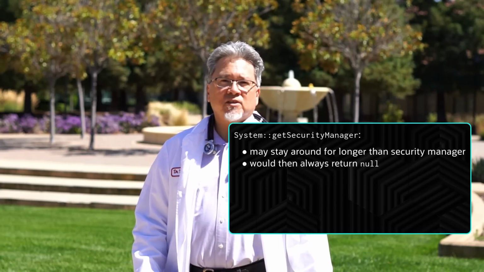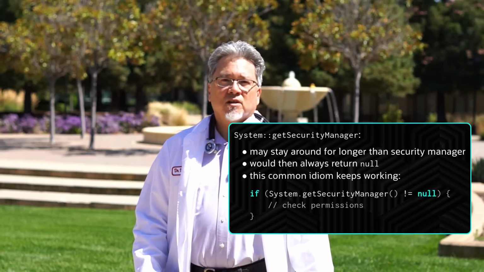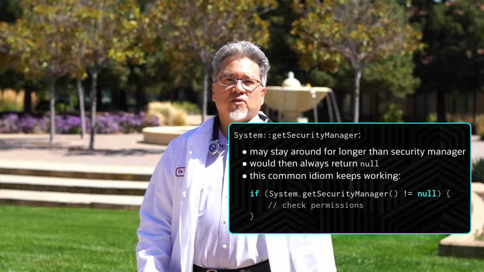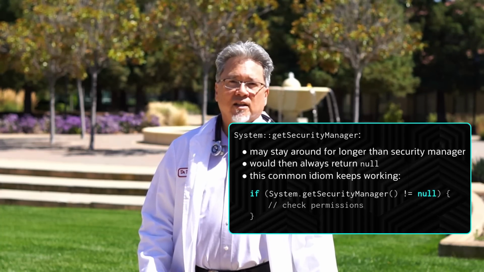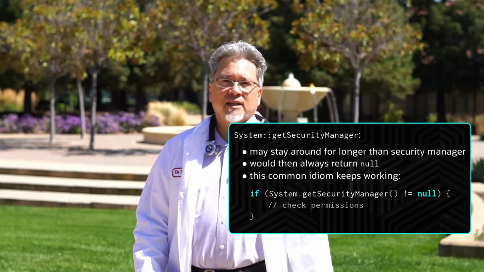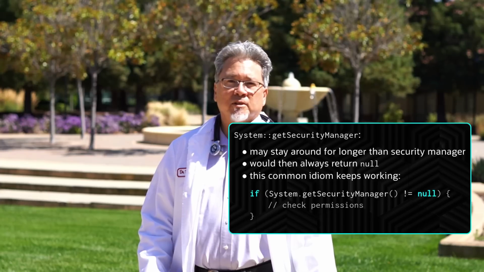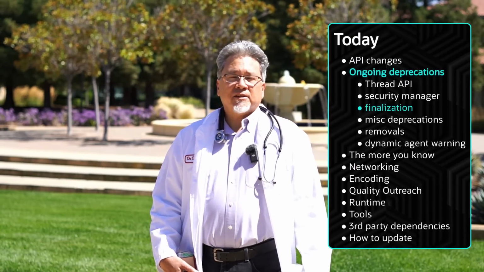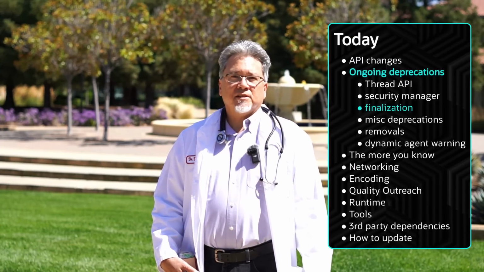So most things that use security features only do the check permissions test if getSecurityManager returns non-null. So if you're still calling getSecurityManager and you test it properly for null, your code will continue to work in the future. Another area to look out for is finalization. That's still deprecated for removal, but it still exists in JDK 21. If you want to find out if your application uses finalization, you can disable finalization from the command line.